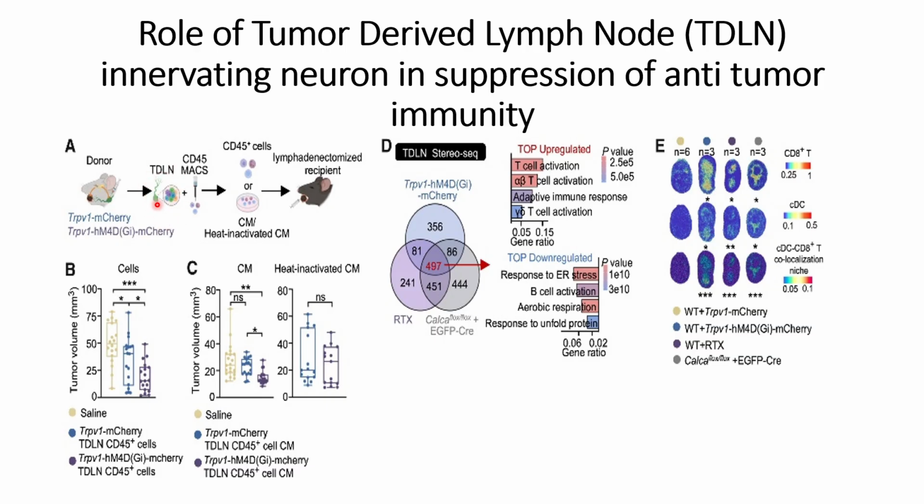From that tumor-derived lymph node, they sorted out the immune cells using the CD45 plus marker, and then they co-cultured them. They intratumorally injected these immune cells, or the conditioned media, or the inactivated conditioned media into the lymphadenectomized recipient. This means the mice do not have lymph nodes, and then they analyzed the tumor volume.